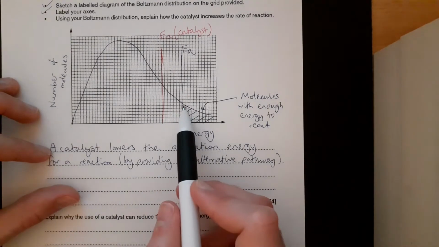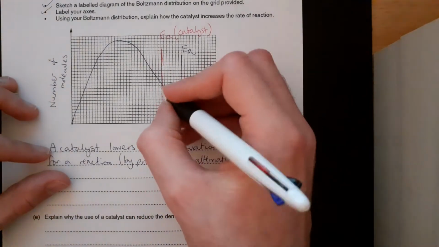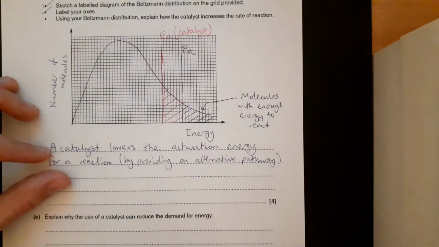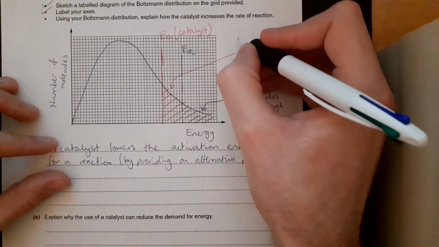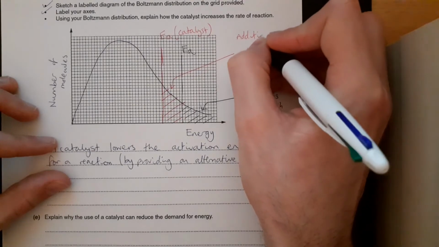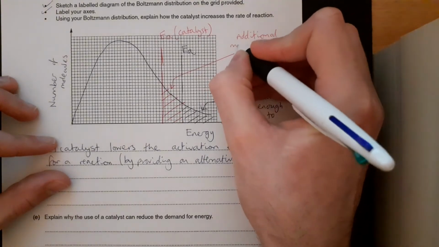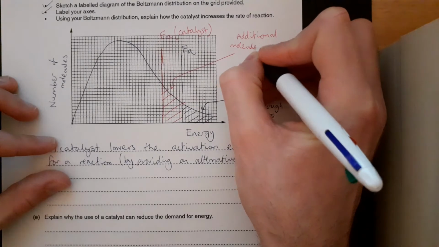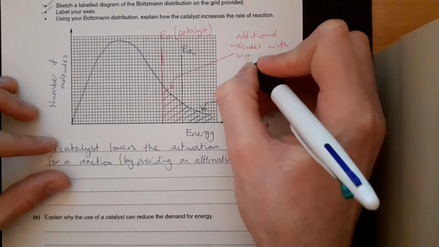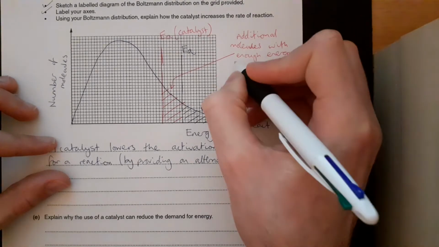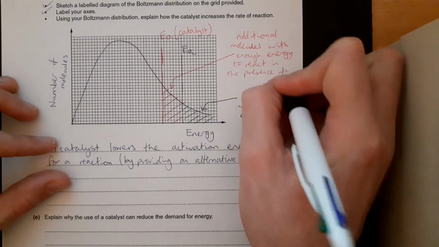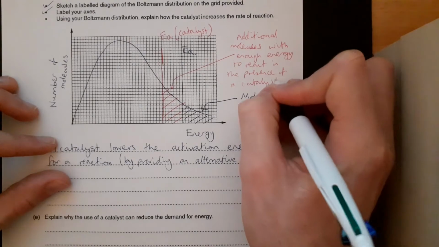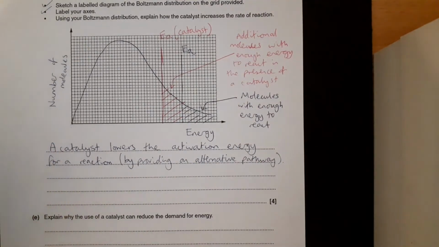So what does that do? Well, you can see that if the activation energy is now here, then I've got all of these molecules as well. Now all of those have enough energy to react as well. So let's label that. Additional molecules, oh gosh, my writing's gone terrible, with enough energy to react in the presence of a catalyst. Okay, so you can see there's an extra chunk of molecules there that are now able to react.